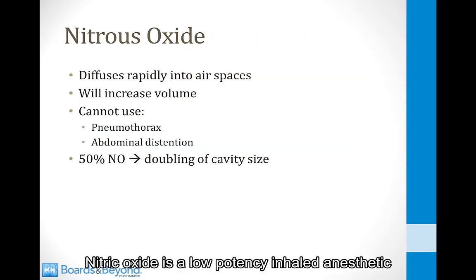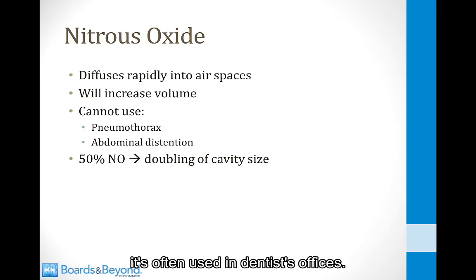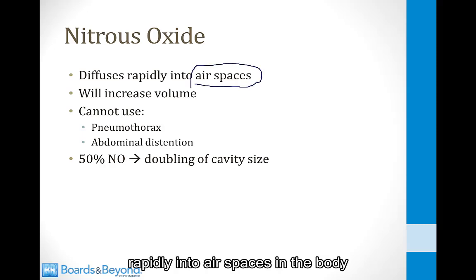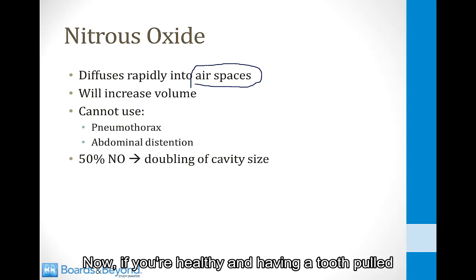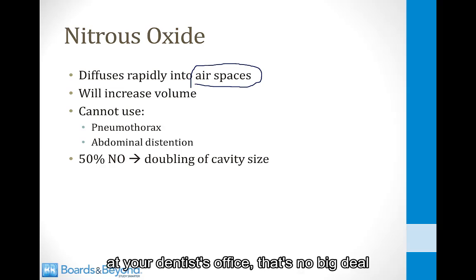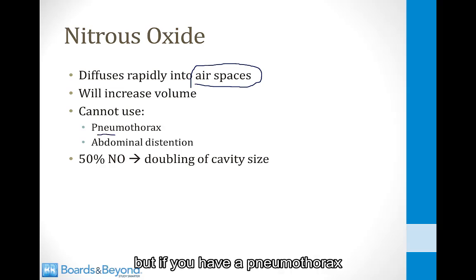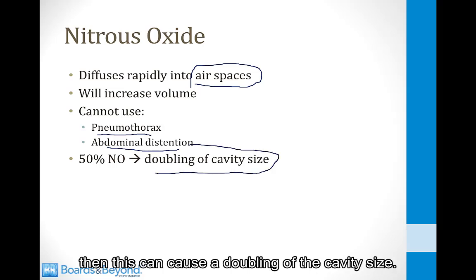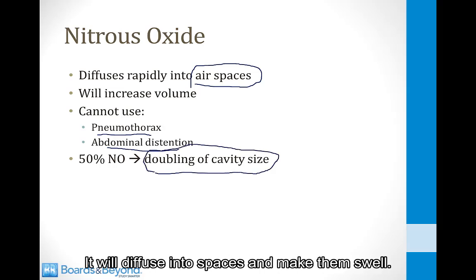Nitric oxide is a low-potency inhaled anesthetic. It's often used in dentist offices, and the special thing to know about this is that it diffuses rapidly into air spaces in the body and increases the volume. Now, if you're healthy and having a tooth pulled at your dentist office, that's no big deal, but if you have a pneumothorax, or if you have abdominal distension from a perfed viscus, then this can cause a doubling of the cavity size, so you cannot use that. It will diffuse into those spaces and make them swell.